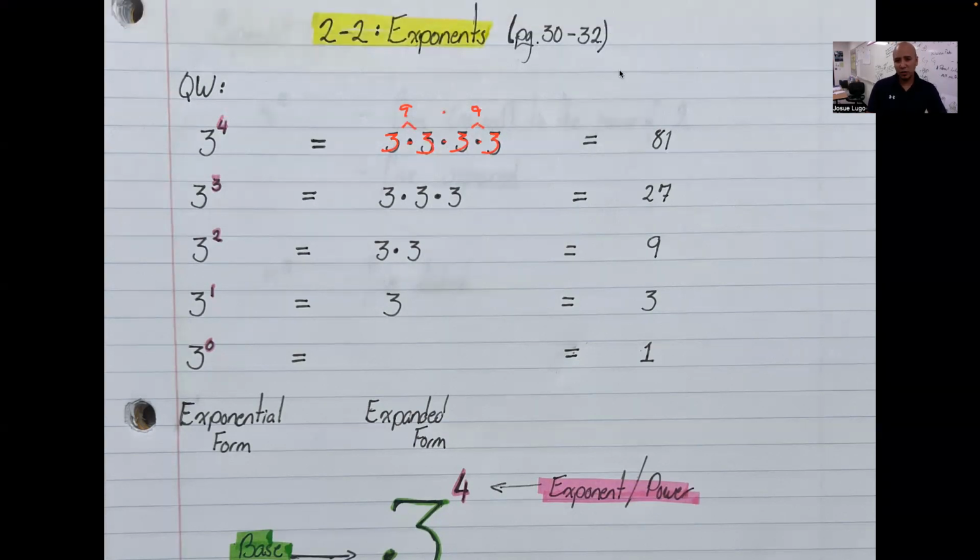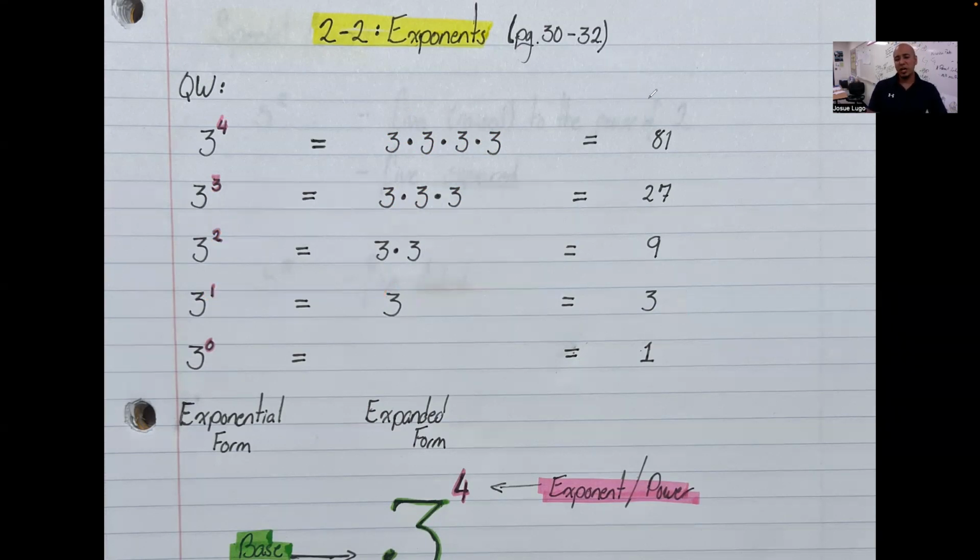So 3 to the 4th power is 3 times 3 times 3 times 3. Then 3 to the 3rd power is not 3 times 3. It's actually 3 times 3 times 3, 3 3s being multiplied together, which gives us 27, because 3 times 3 is 9, 9 times 3 is 27. Similarly, 3 to the 2nd power is just going to be 3 times 3, and 3 times 3 is 9. And 3 to the 1st power, again, this tells me how many 3s there are. There's only 1 3, so 3 to the 1st is just equal to 3.